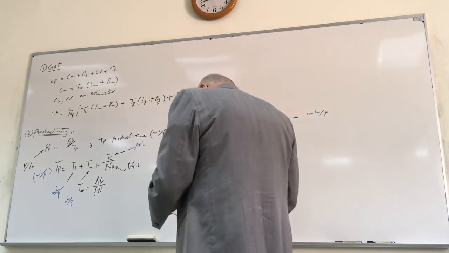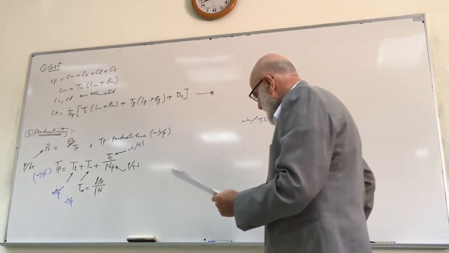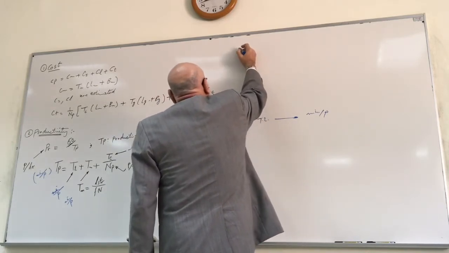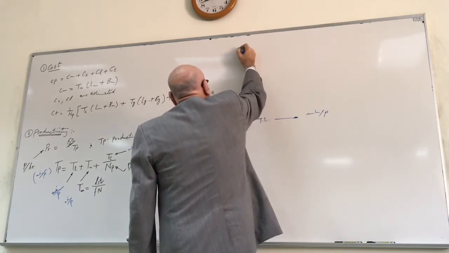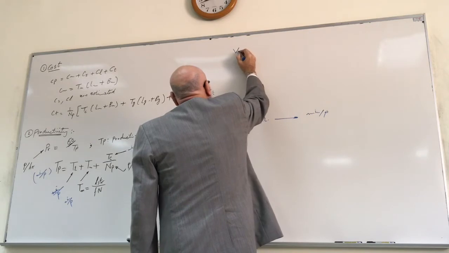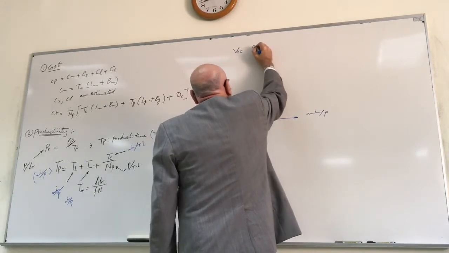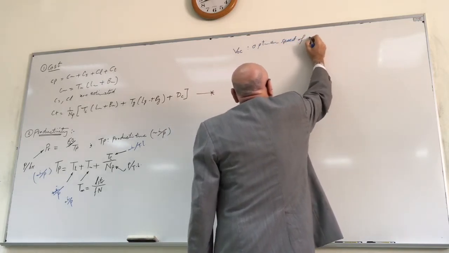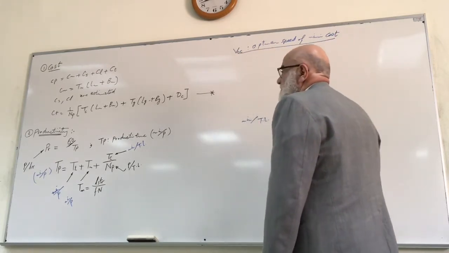Then here we will start some analysis to get which speed I want, to calculate the value of the speed to get minimum cost. It will be called V naught C, the optimum speed of minimum cost. Optimum speed of minimum cost, output calculation.